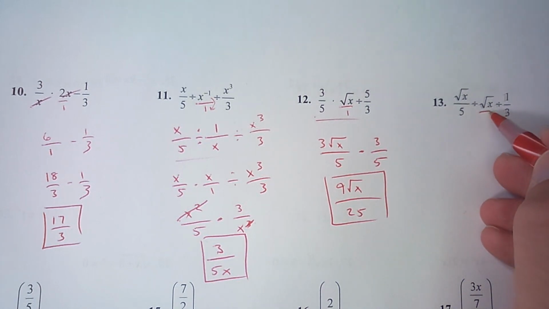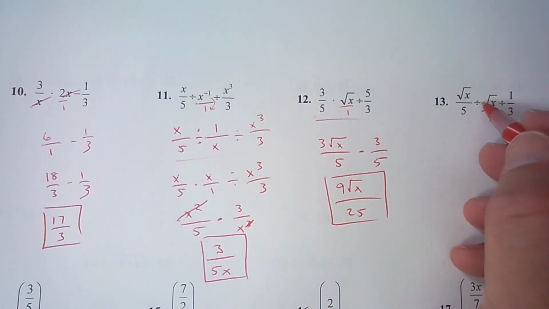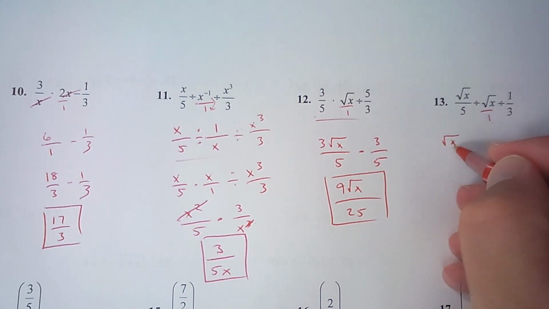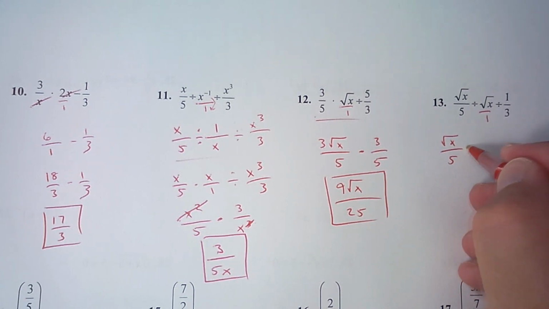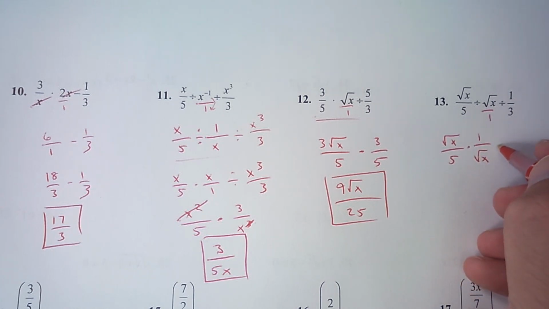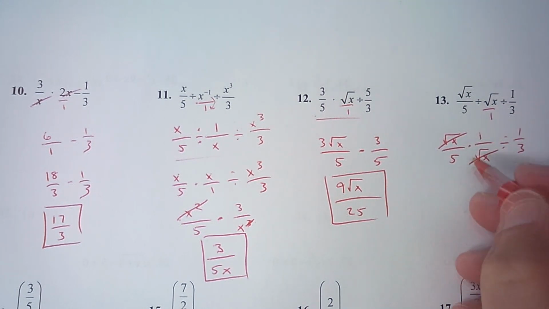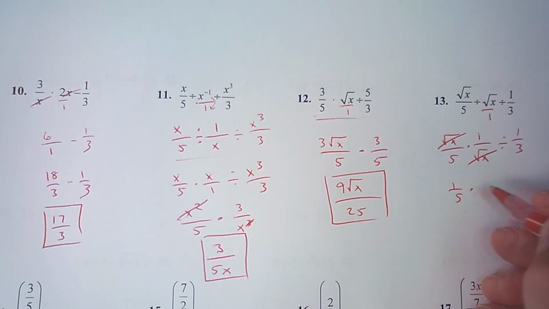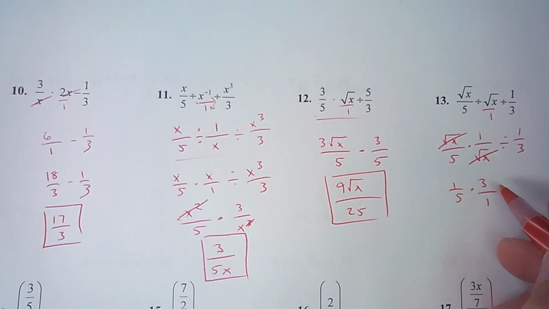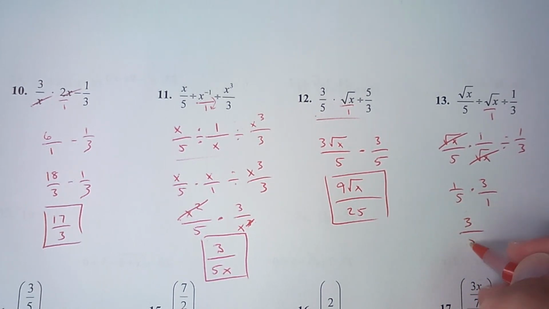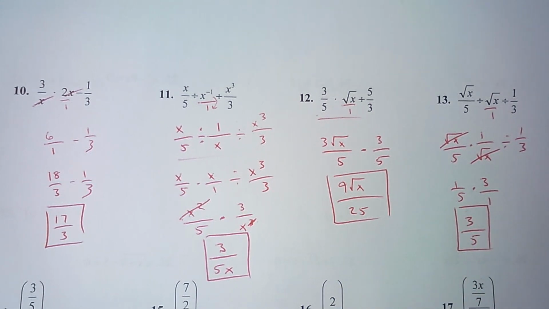And then number 13, I'm going to make that over 1. I'm going to turn it into multiplying by the reciprocal, the square root of x over 5 times 1 over the square root of x divided by 1/3. I see I can cancel out those square root of x's, and I get 1/5 when I multiply these, times the reciprocal, 3 over 1, 1 times 3, 5 times 1.